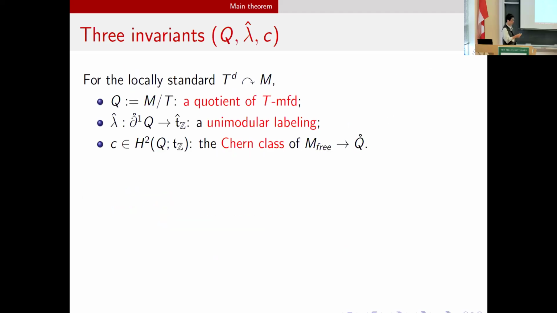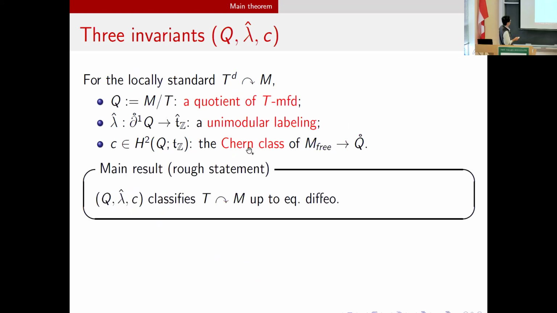So we determine these three invariants from the locally standard T action. The first one is the quotient T manifold, the second one is the unimodular labeling, and the third one is the Chern class. Our main result, roughly stated, is that these three invariants classify locally standard T actions up to equivariant diffeomorphism. This is still a rough statement. I will introduce a more precise statement later. So this will be our main result.